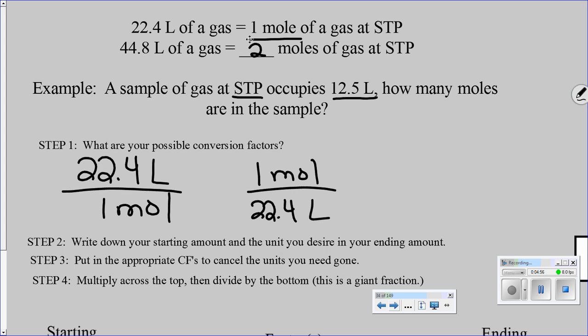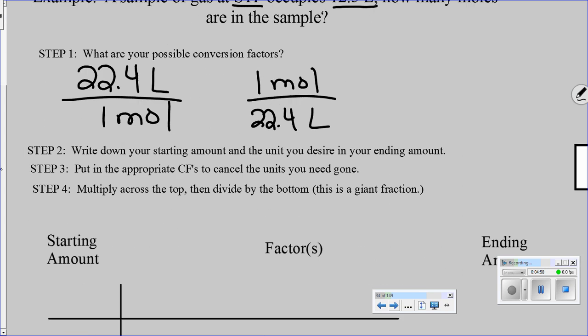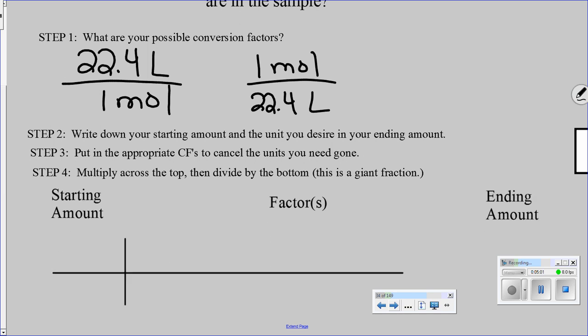How many moles are in this sample? So we're going to go right down here to do our little dimensional analysis, and we have 12.5 liters. I want to get this into moles. I want my ending amount to be in moles, so I need liters to be on the bottom to cancel.